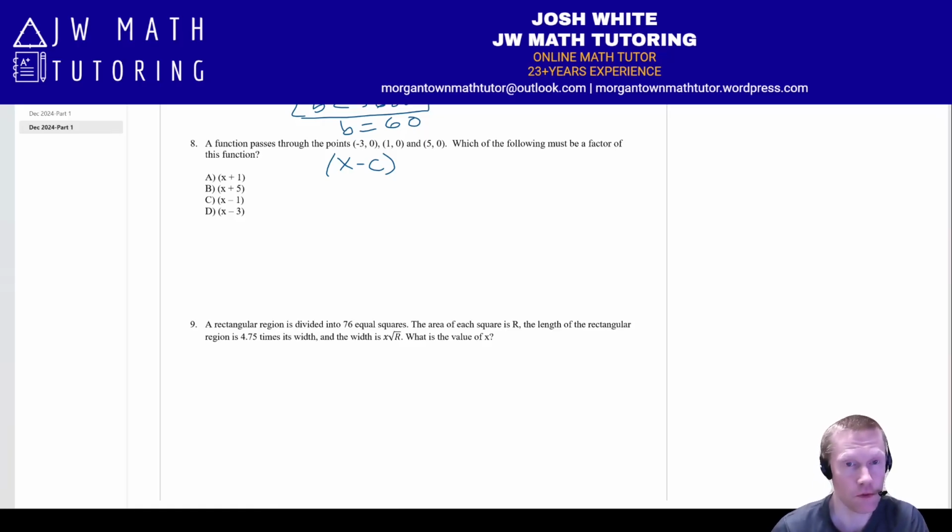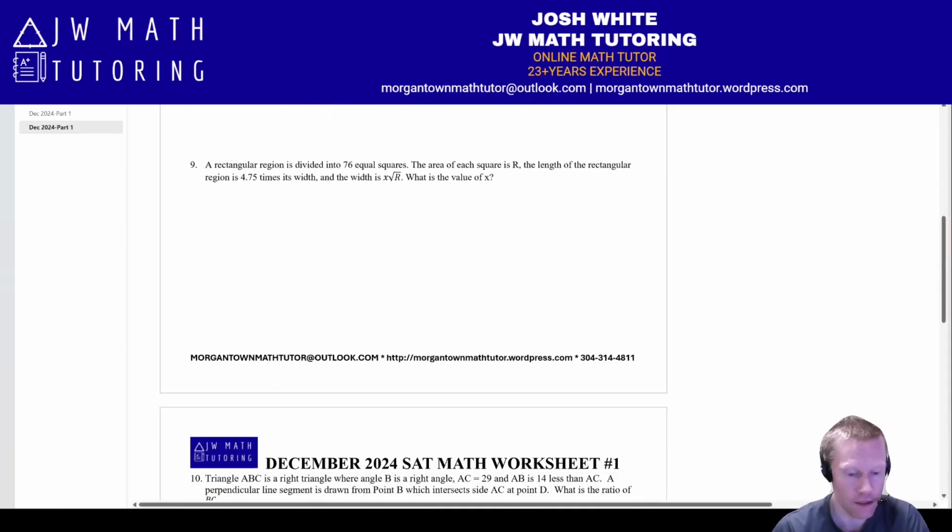So these three x-intercepts would correspond to factors of x minus negative 3, which I'm just going to simplify to x plus 3, x minus 1, and x minus 5. So which of these do we see over here? X plus 1? Nope. X plus 5? Nope. X minus 1? Yup. X minus 3? Nope. So the correct answer for this problem is just letter C.